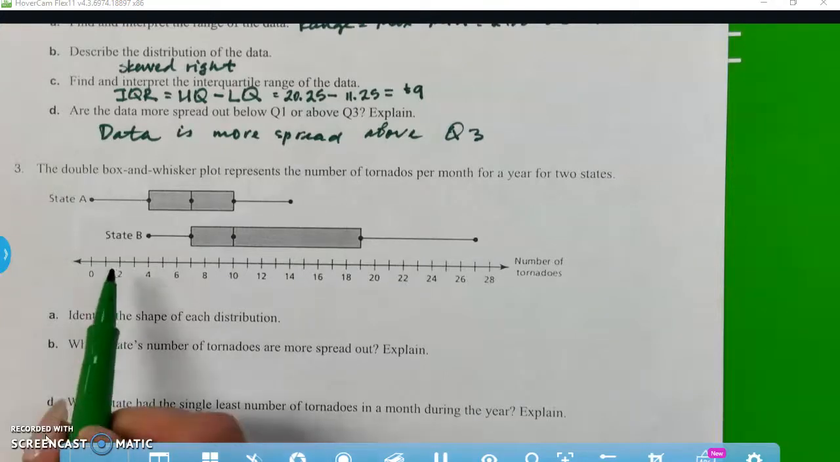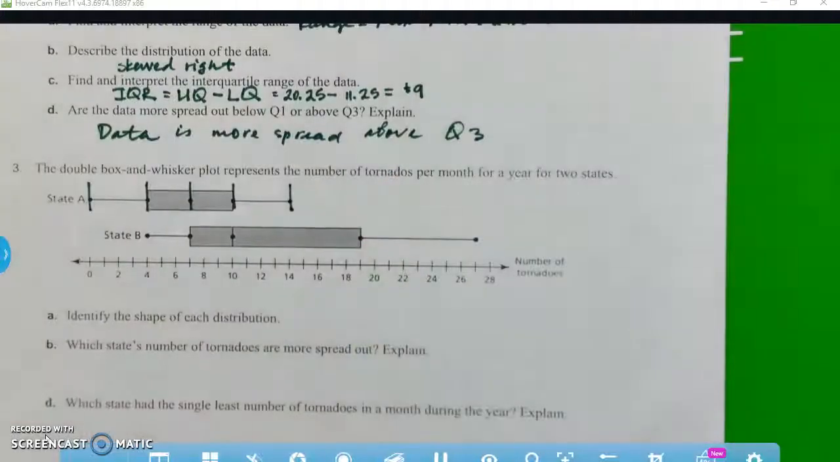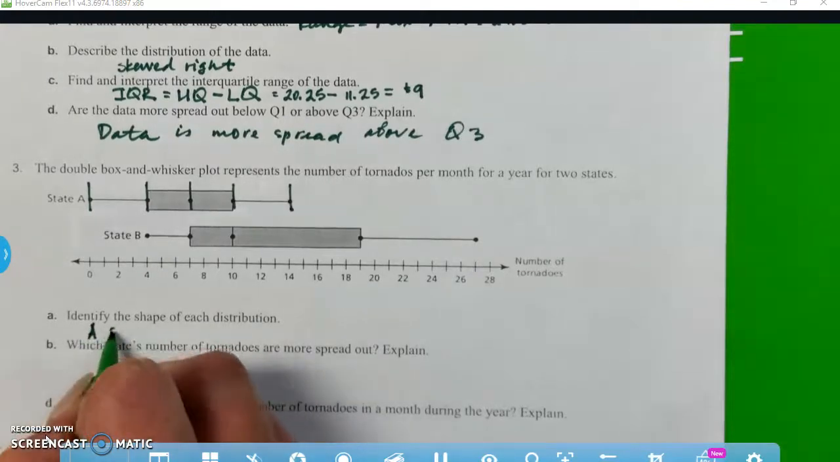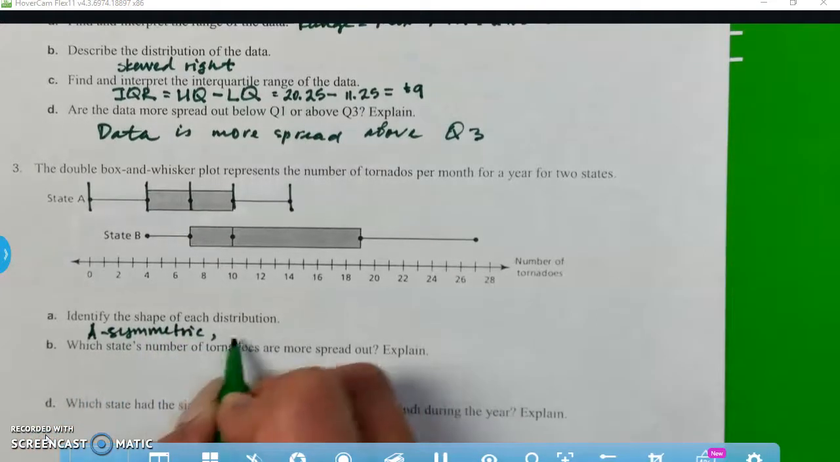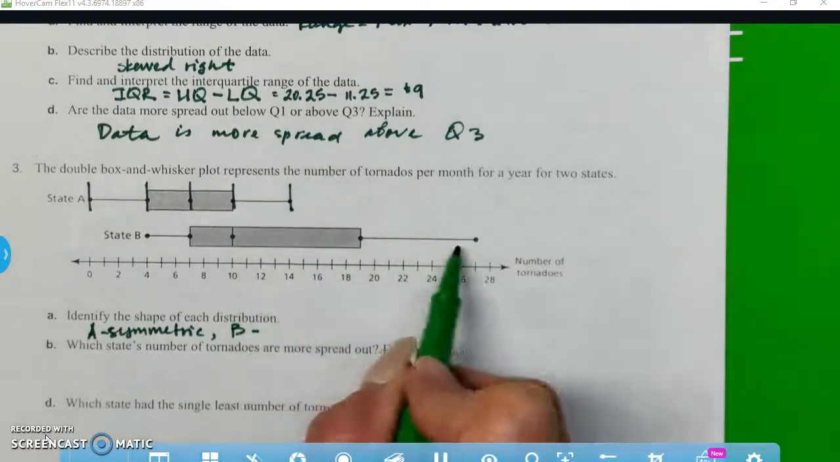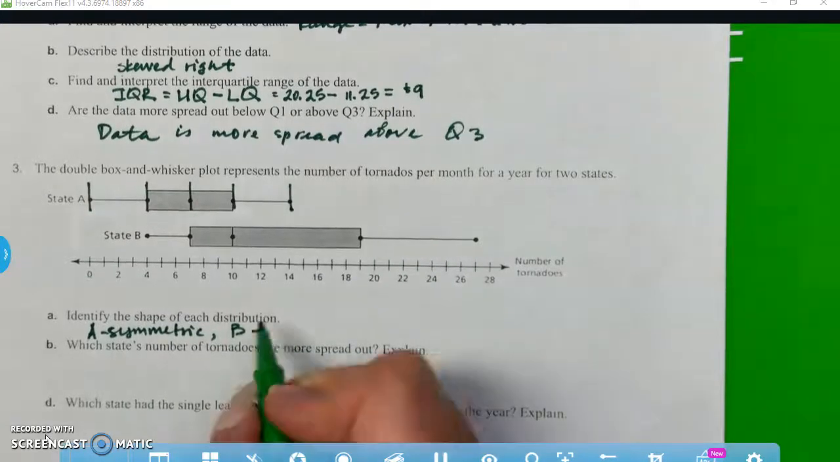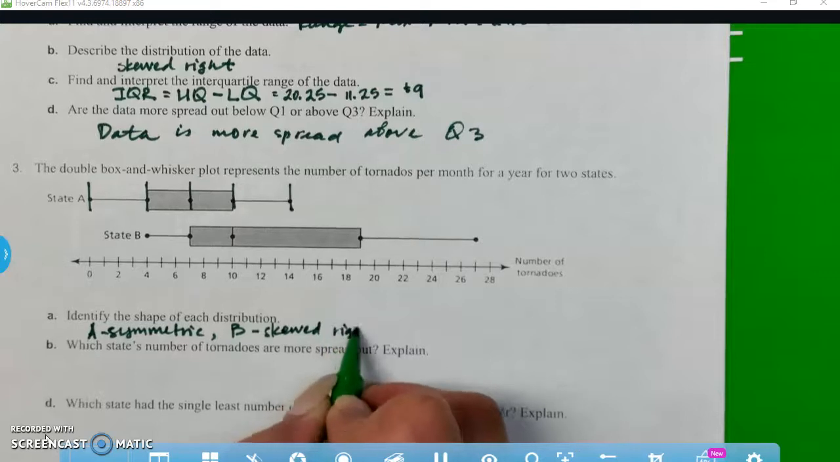So for our state A, and if you need to do this to make each of your quartiles a little bit larger, a little bit more obvious, you will see that state A is symmetric, and then state B, again, that's stretched out on the right. We would call this skewed. This data is skewed right.